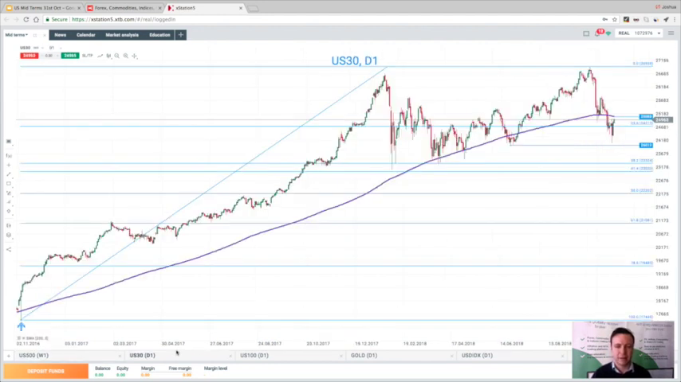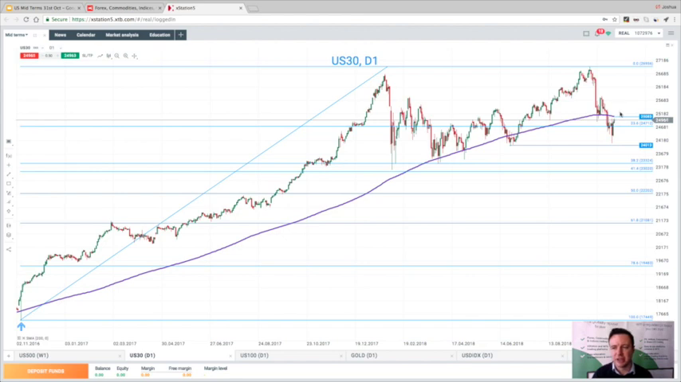Looking at the US 30, you can see this arrow here denotes the US election, and here I've drawn on a 200 period SMA on a daily time frame. You can see we've moved strongly higher. For the vast majority of last year we were above the 200 SMA, and we have been for most of this year, but just recently we have dipped below it, and this SMA itself is potentially starting to roll over.